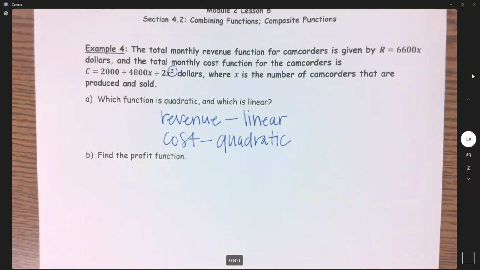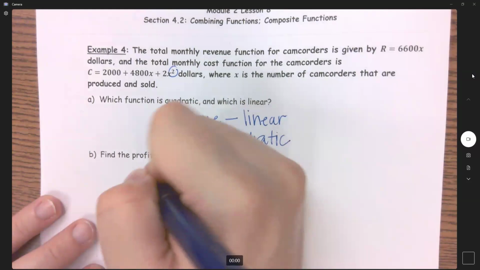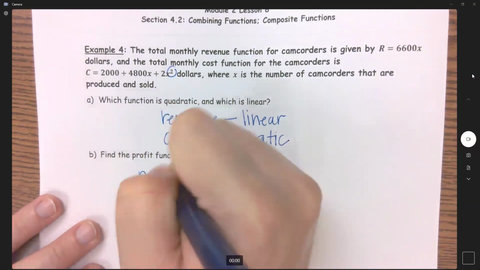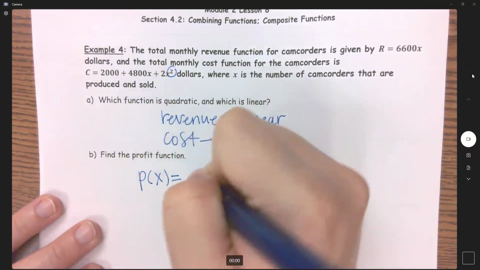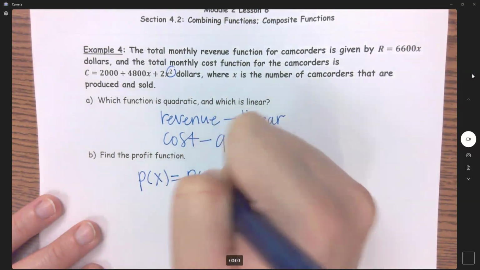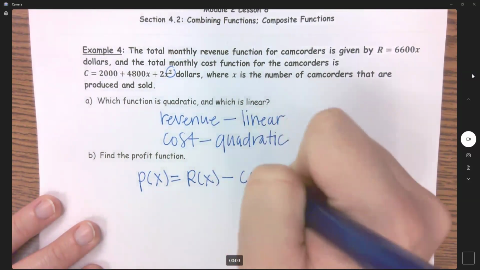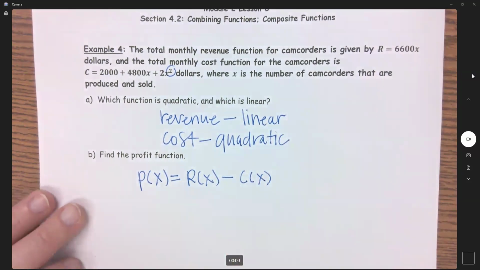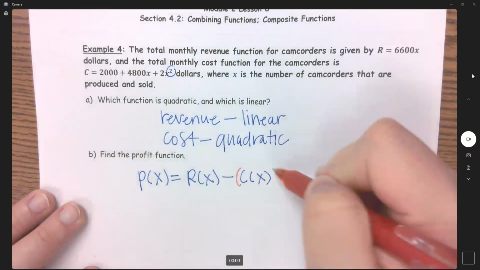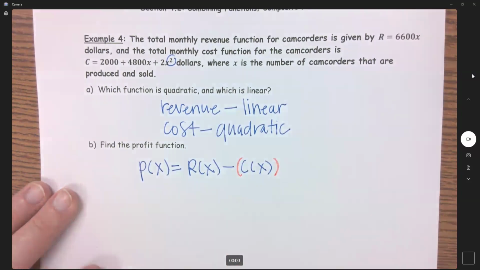Now we need to find the profit function, which is what we did on example 3. So I'd like you to pause this video and try to find the function profit on your own, please. Okay, I hope you had time to try to find the profit function. Our profit function is P of X equals R of X minus C of X. And we need to remember when we subtract that cost, that goes in parentheses.